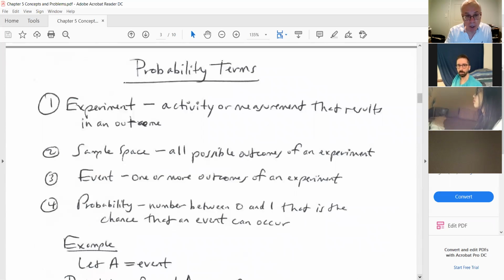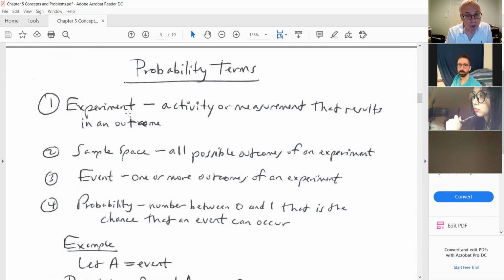Now, probability. Let's actually go through these definitions first and then back to the PowerPoint. Please don't confuse the idea of an experiment in probability terms with the experiment as an actual study. When they talk about an experiment in probability terms, what they're referring to is some sort of procedure that you're doing with a particular outcome. It's something that you're doing or measuring that results in an outcome.